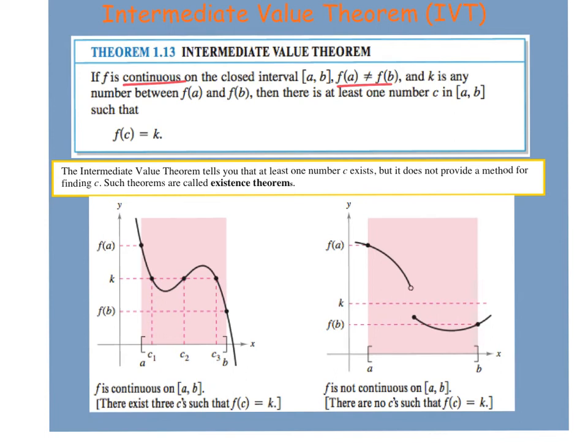Then there is at least one number c in A and B, A comma B, such that f of c is k. All right. This is the way I think of this theorem. Okay? Its gang sign is IVT. You don't actually have to say intermediate value theorem. You can use your gang sign IVT. But what this means is it says if it's continuous, my two y values are different values, then there's going to be a monkey in the middle.